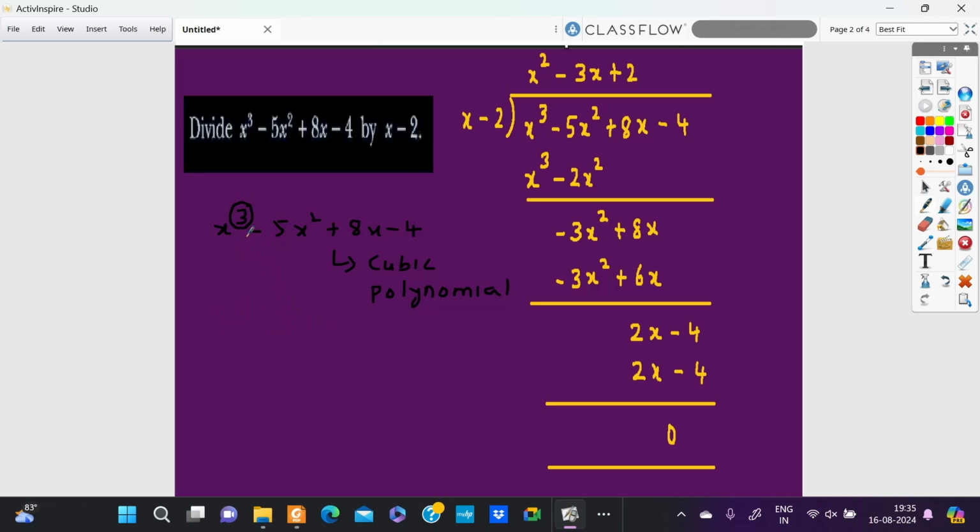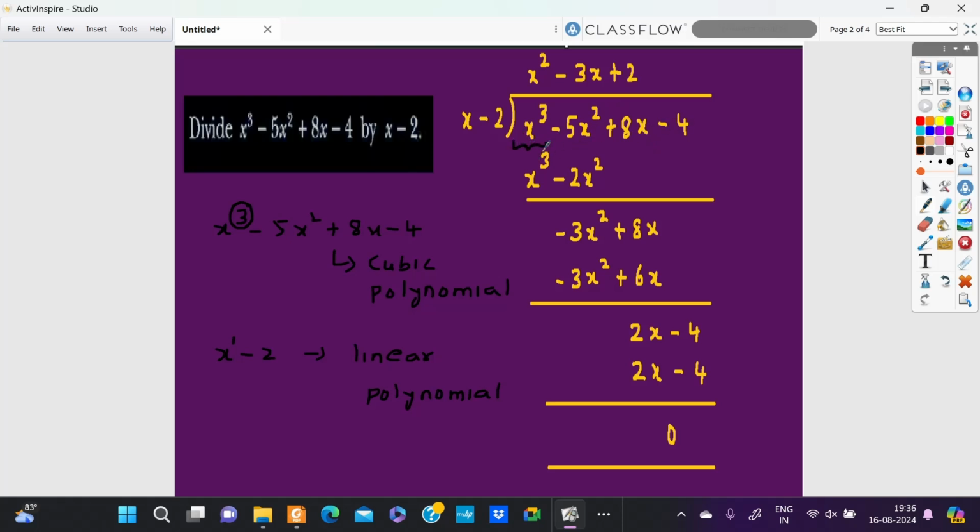So as of now, this is a cubic polynomial and we have x minus 2. This polynomial is divided by x minus 2, and since the exponent here is 1, this is called a linear polynomial. So dividing a polynomial by another polynomial. Let us see the process here. x cubed minus 5x squared plus 8x minus 4.